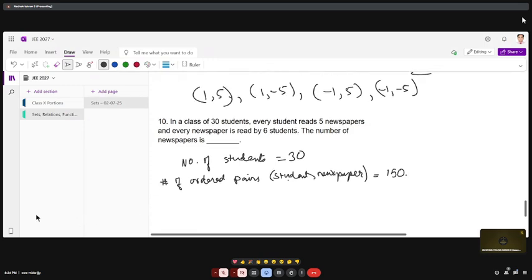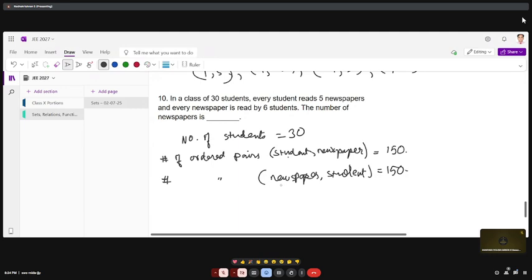Now you reverse this order. Then the number of ordered pairs of newspaper, comma, student is also 150. These two are not equal because the order is different, but the number is the same.